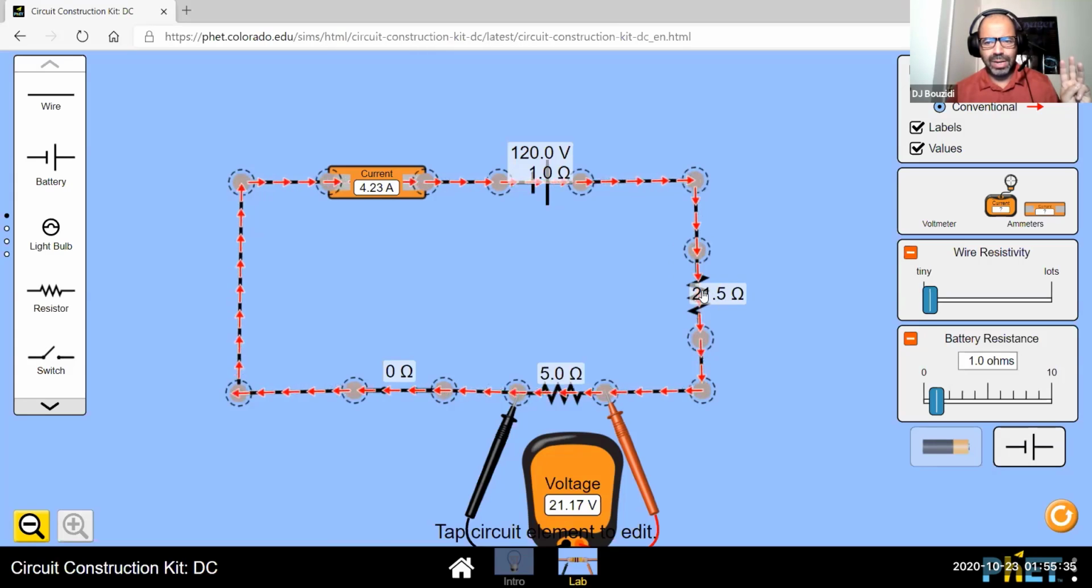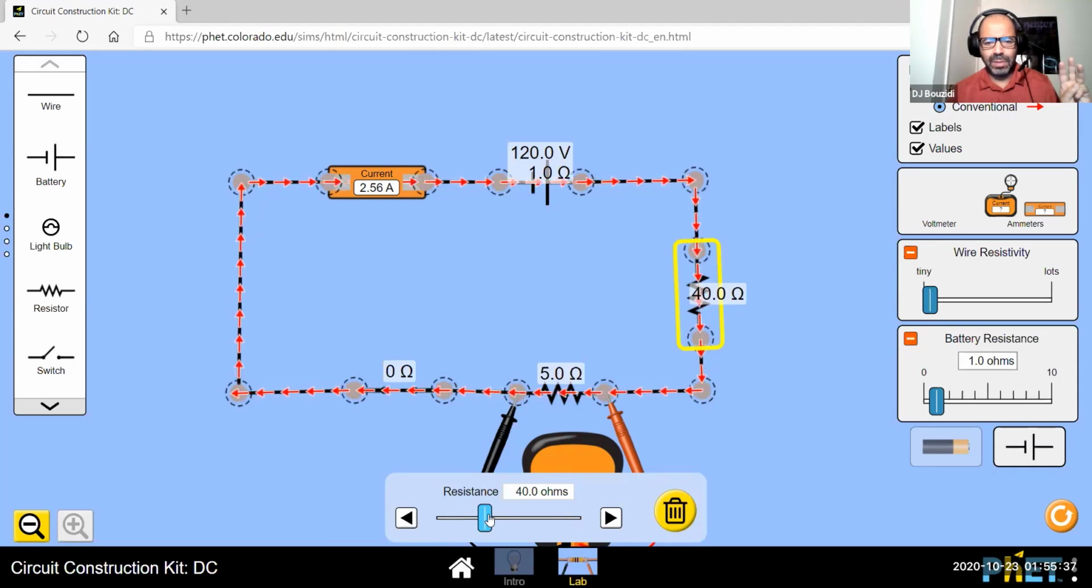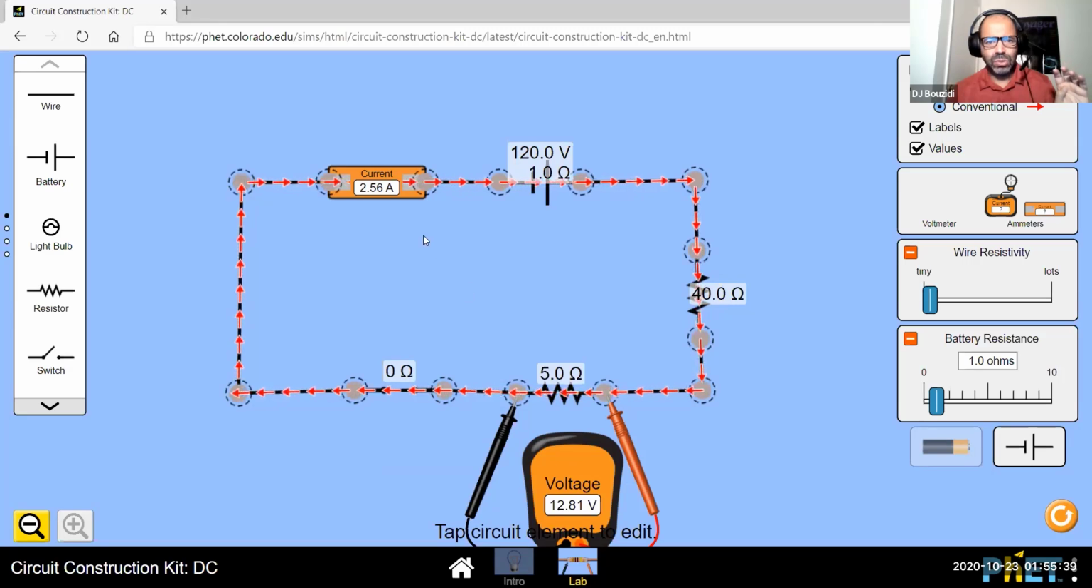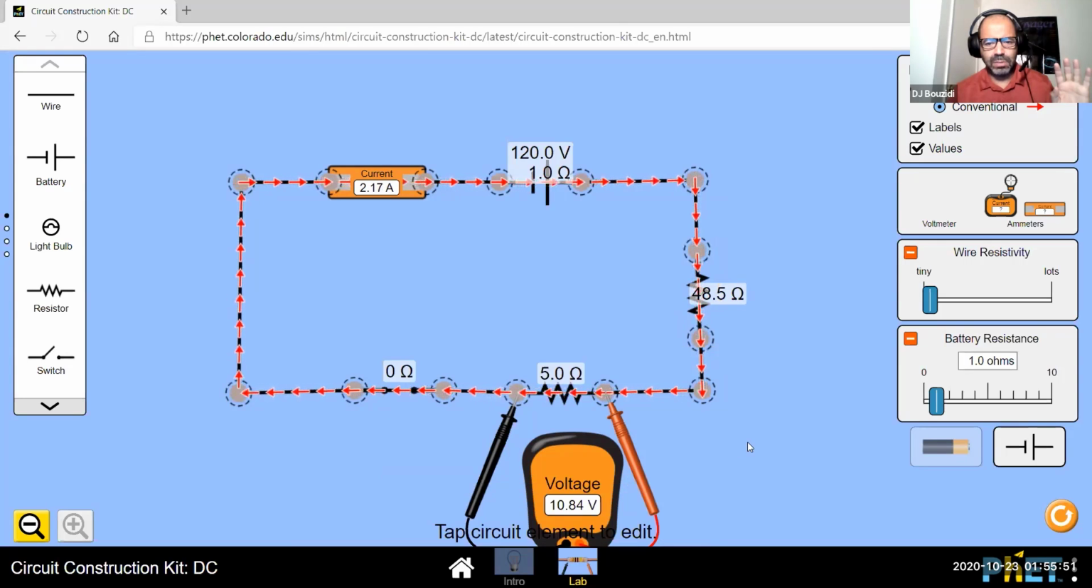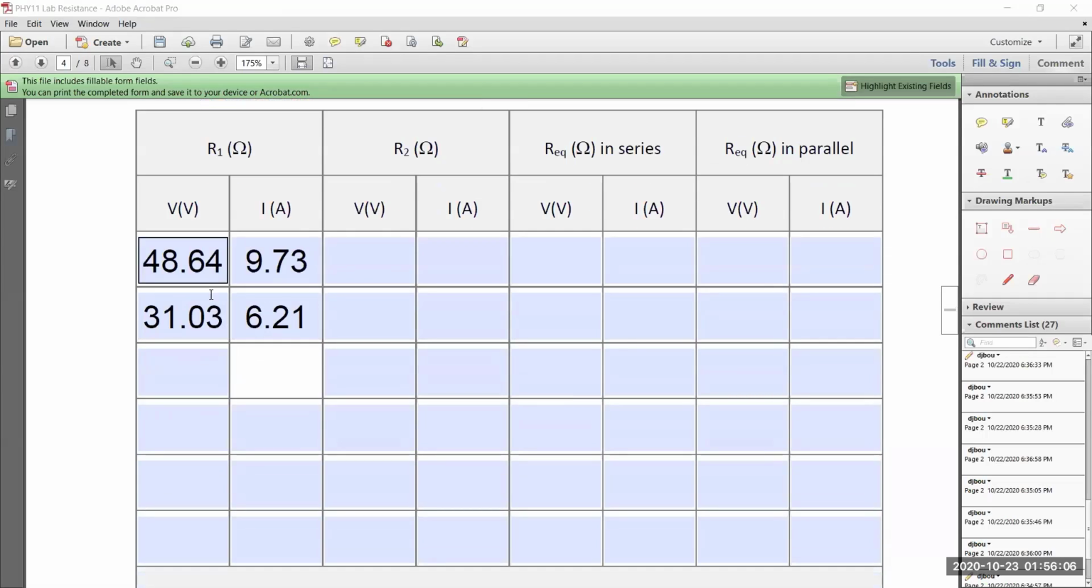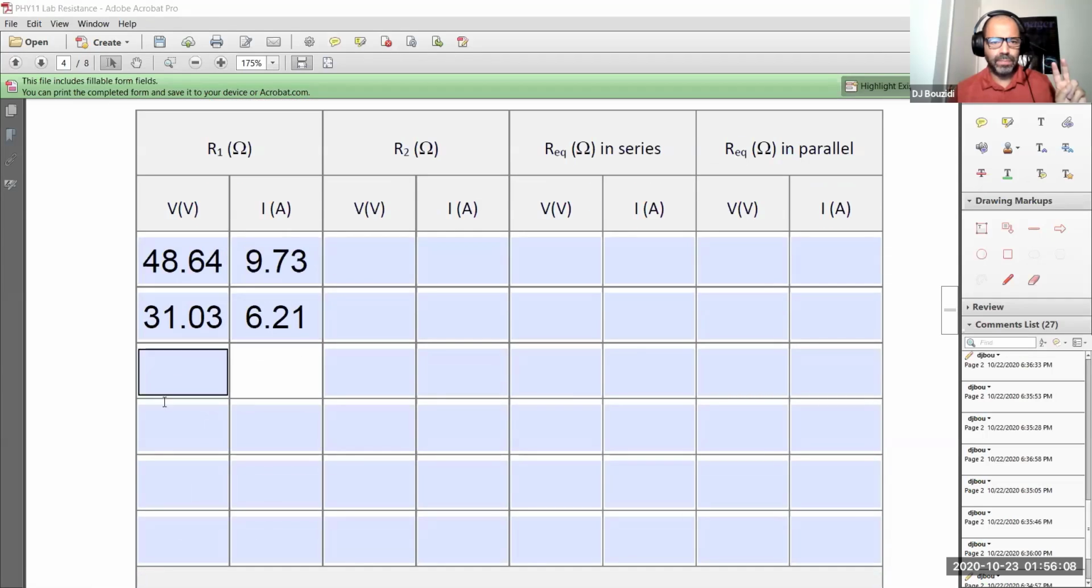The fourth point now, I'm gonna click on this one again and I'm gonna make it something. Okay, it doesn't matter what it is. So the current now slows down to 2.56 amps and the voltage now is 12.81. And the fifth point in here, or the sixth point, I don't remember, I lost count. Let's say, for example, 48.5 ohms. The voltage again dropped, the current dropped, and so on and so forth. Does everybody understand how to fill the first two columns? Yes. So I assume that by now, you can do all of this.